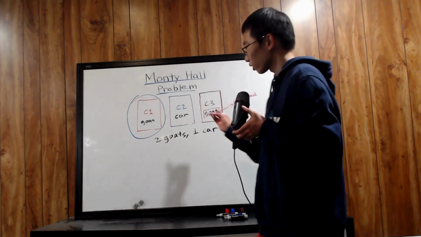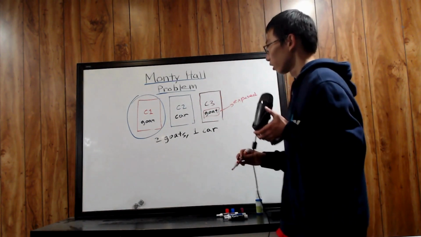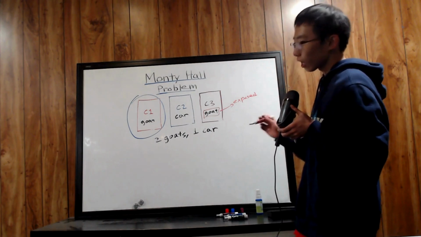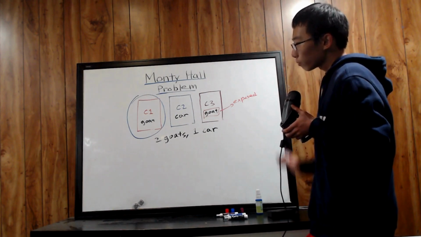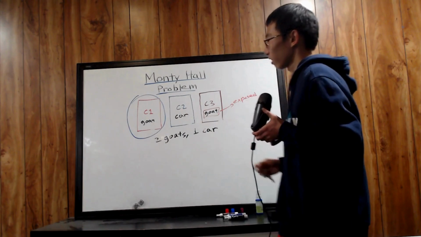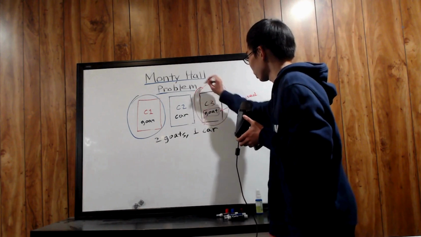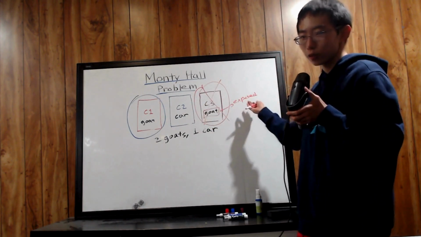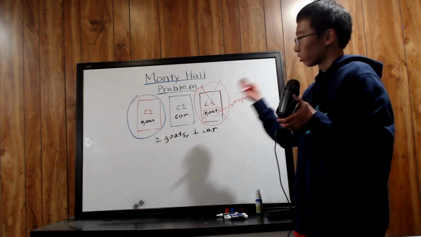Now, in this case, obviously, you should switch to C2. However, you don't know which one has the car and which one has the goat. So to you, it's very random. And here I'll present a bogus solution to this problem. Many might think, okay, well, we don't know which one has the car. However, we know that C3 doesn't have the car. That's obvious, because it was literally exposed for us. So now there are only two selections left.